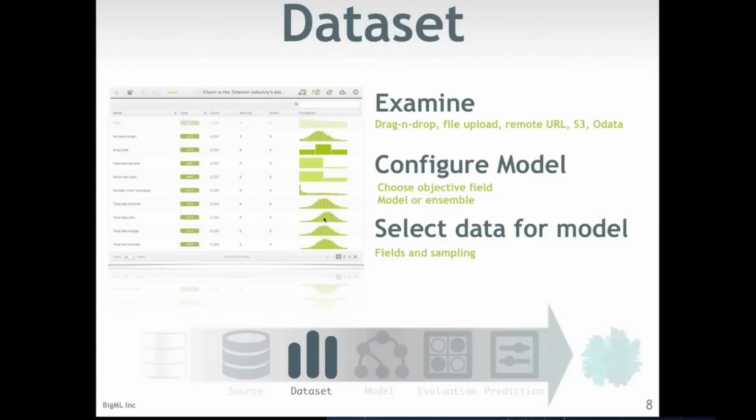The next step is to create a model. This requires selecting the objective, that is, the field we want to predict, and which fields to consider as inputs to the model. You may also configure advanced controls like sampling and pruning options.